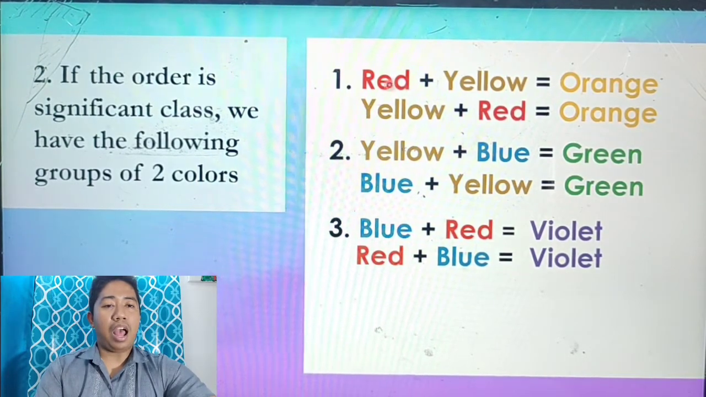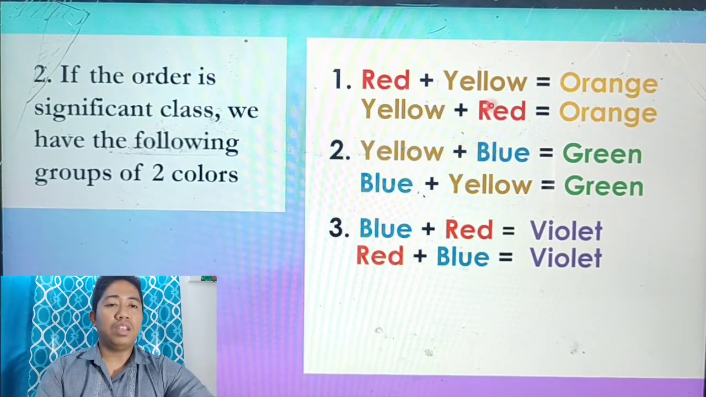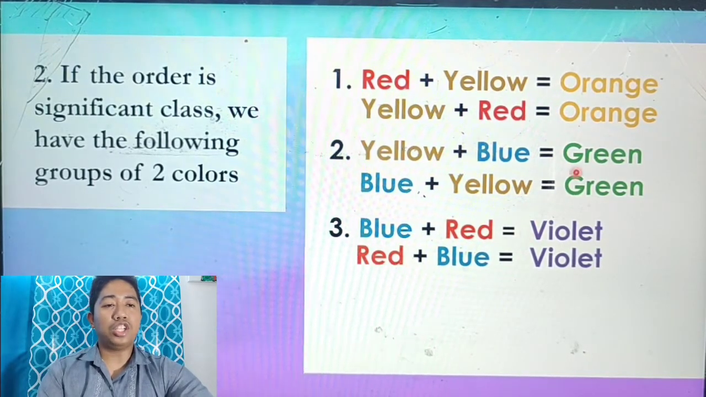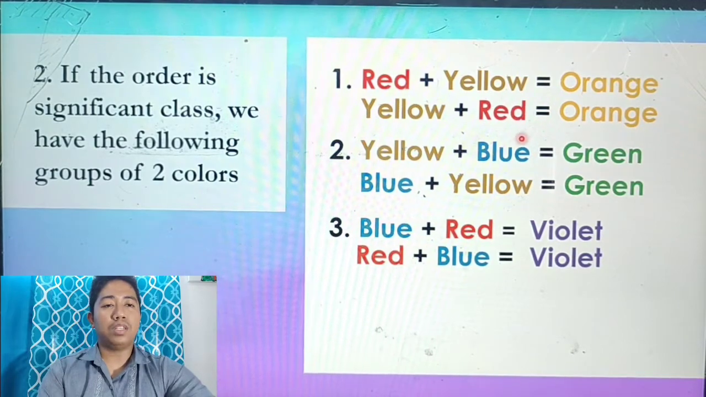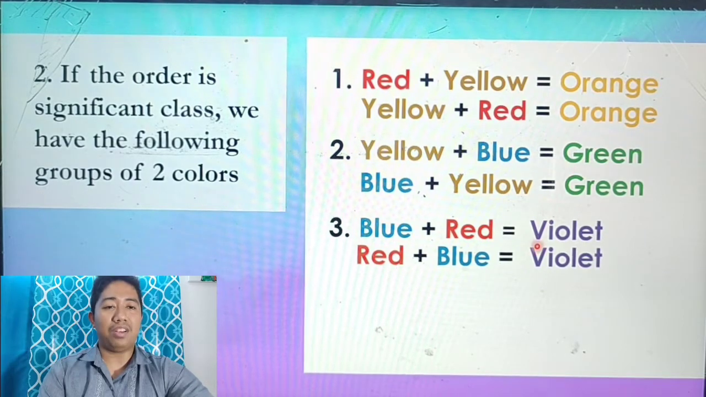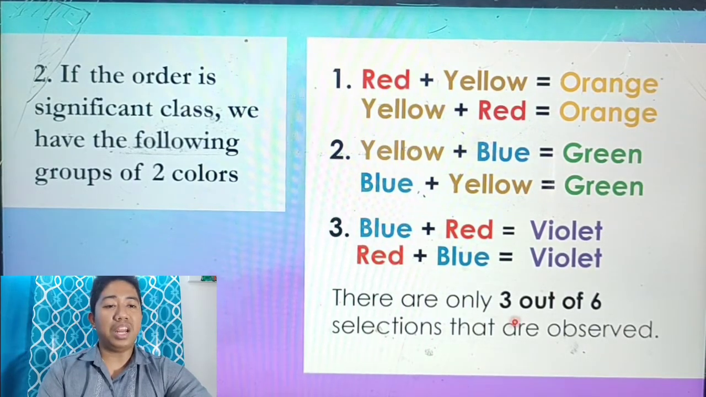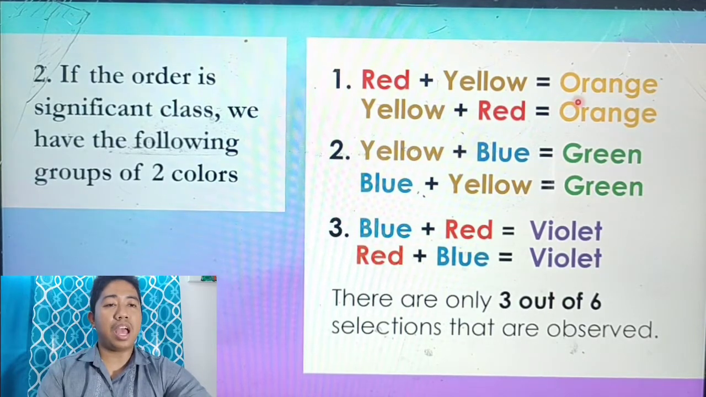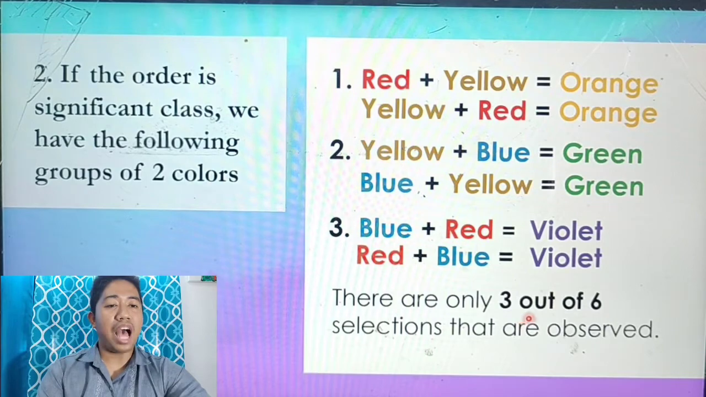By adding two primary colors, we can produce new colors. The combination of two primary colors becomes a new color, which is a secondary color: orange, green, and violet. So there are only 3 out of 6 selections observed, because when you mix two different primary colors, it produces a new color. We have the color orange, the color green, and the color violet, so we produce 3 additional colors out of 6.